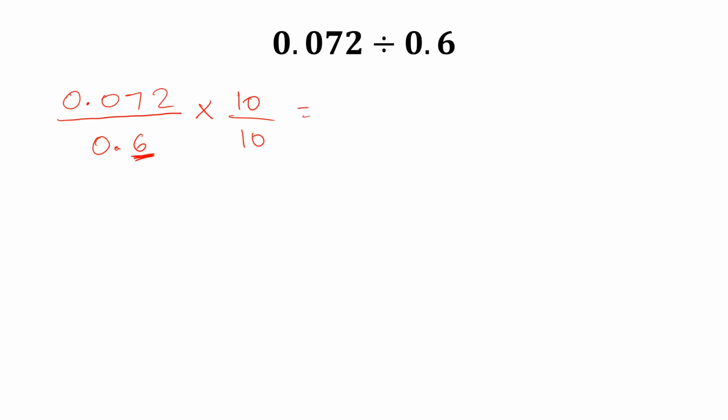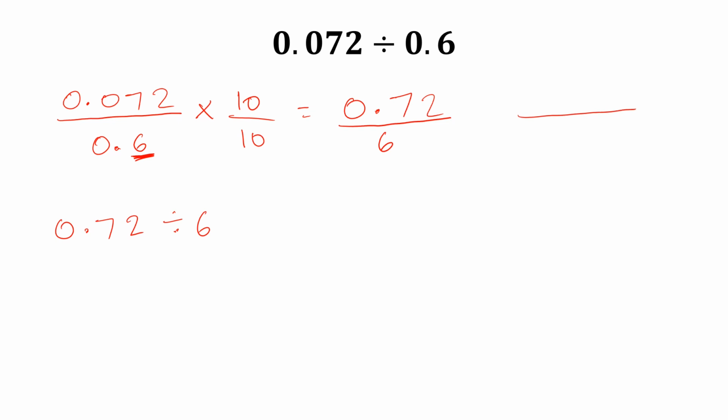So 0.072 times 10, that will give us 0.72. And then that will be all over 0.6 times 10, which is 6. Afterwards, we can rewrite the question as a division problem, which is 0.72 divided by 6. So let's divide now, guys.